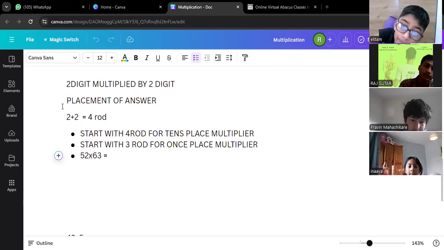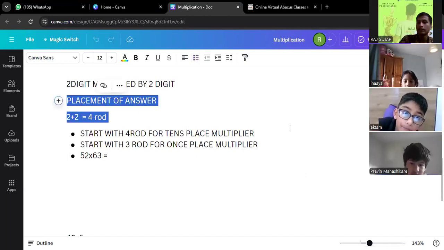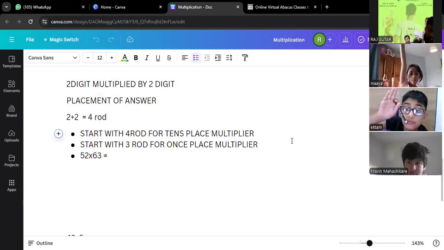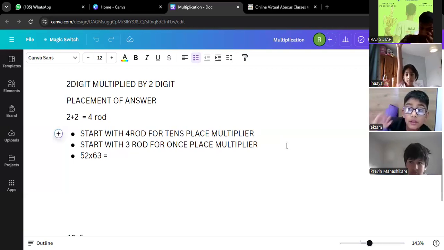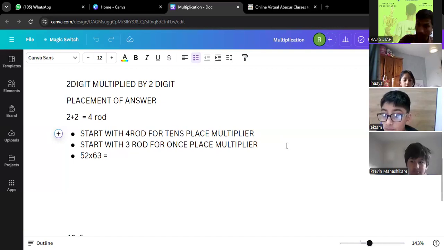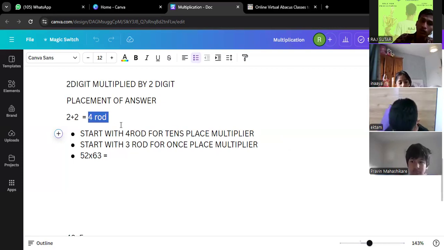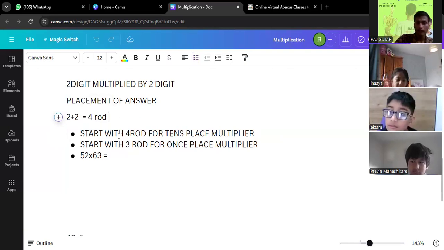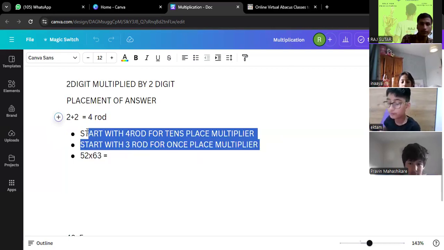So first of all, placement of answer. Where will the answer be placed? Who will tell me? Two digit times two digit. Yes, Arth. Fourth rod. Yes, Inaya. Fourth rod. Perfect. So the answer will be placed on the fourth rod. So start with the fourth rod for the tens place multiplier and start with the third rod for the ones place multiplier. This I will explain to you now.